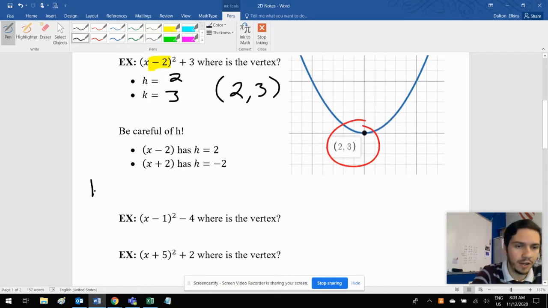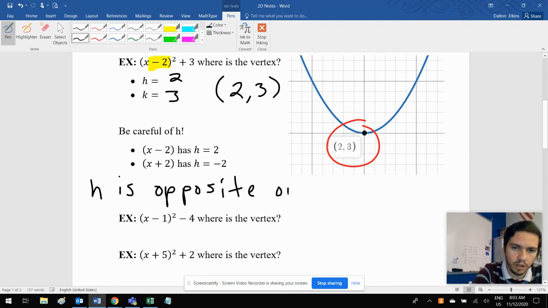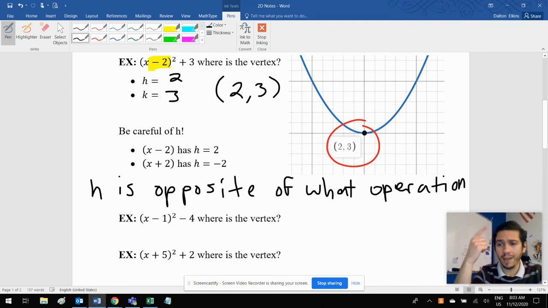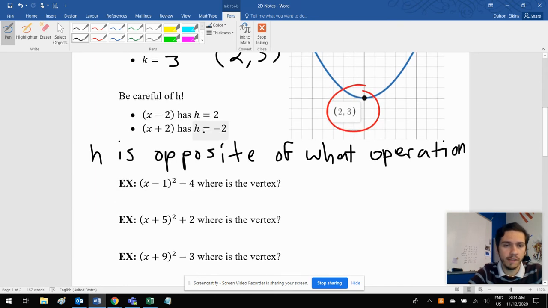So I'm going to write h is opposite of what's written. Specifically, what operation? So if you see addition, you think h is negative. If you see subtraction, h is positive. Let's look at some examples here just to kind of get you prepared for this mindset.